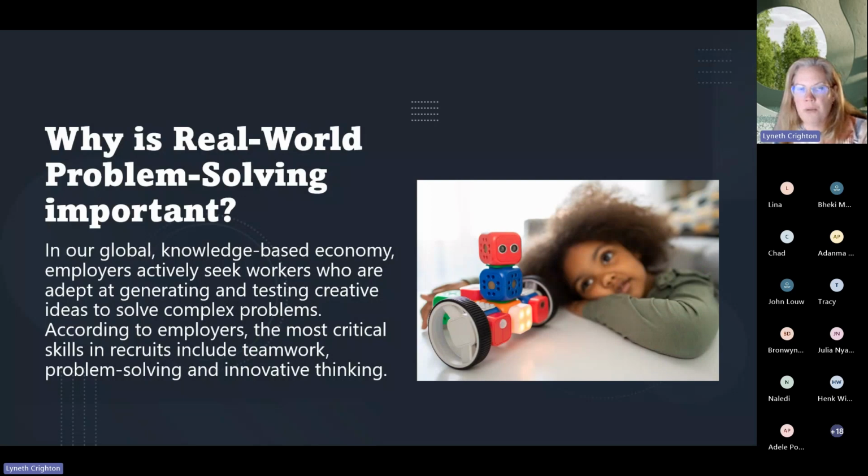So in our global based economy, we actually have to have people who are going to work on ideas to create and solve some of the problems, for example, global warming that affects our planet. And obviously, the collaboration and teamwork and knowledge construction are important, but the world is going to require people who can problem solve and think innovatively.